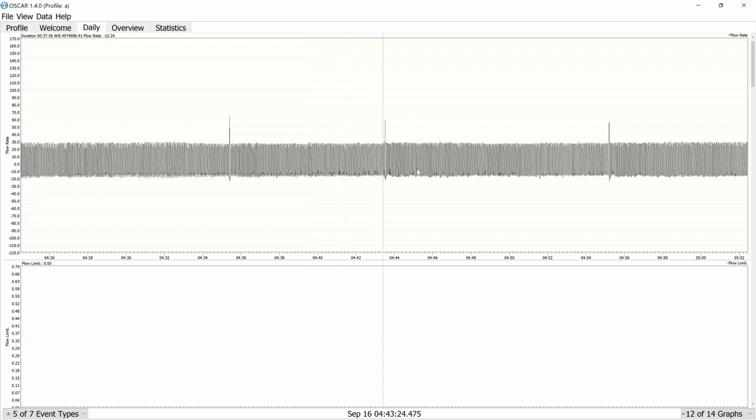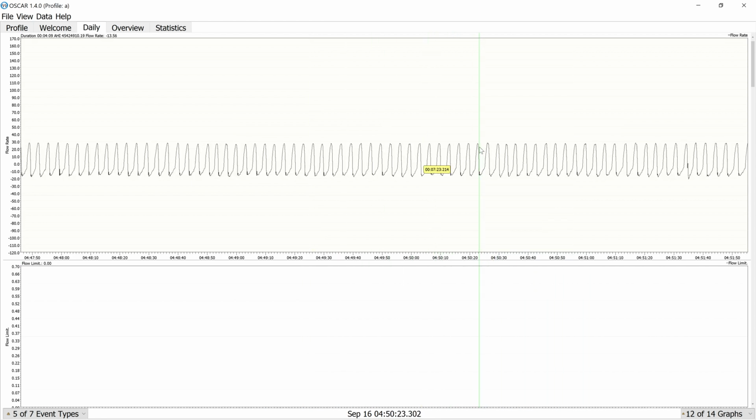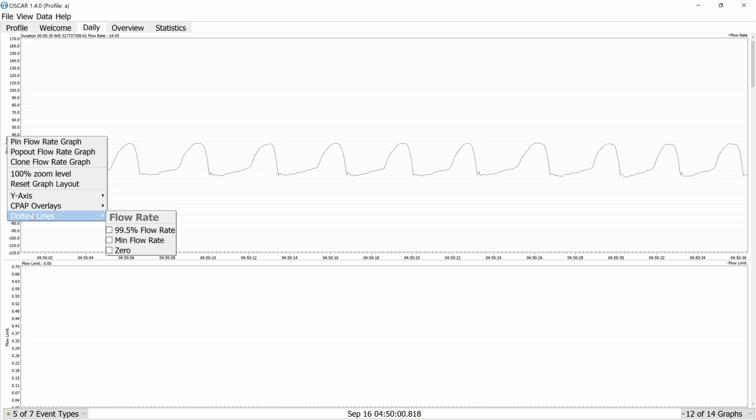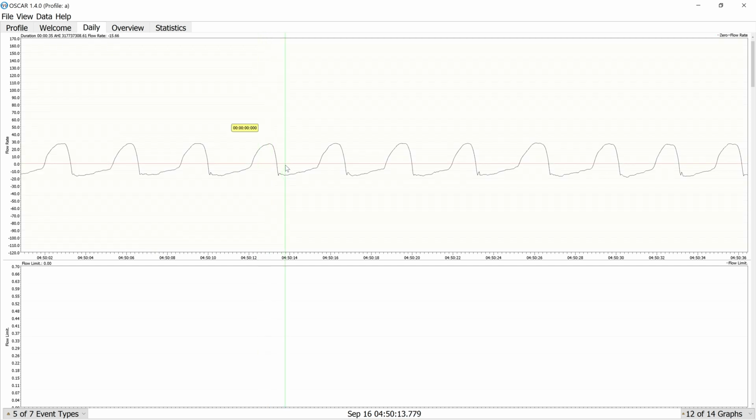If we zoom in here, you can see how uniform and consistent these breaths are. I'll put the zero line on so that we can see things a little bit better. So this red line is zero. Anything above it is inspiration, and anything below it is expiration. Inspiration, expiration, and so on. So what you can see is that these tops are very clean and nicely rounded. That's what you want to see.